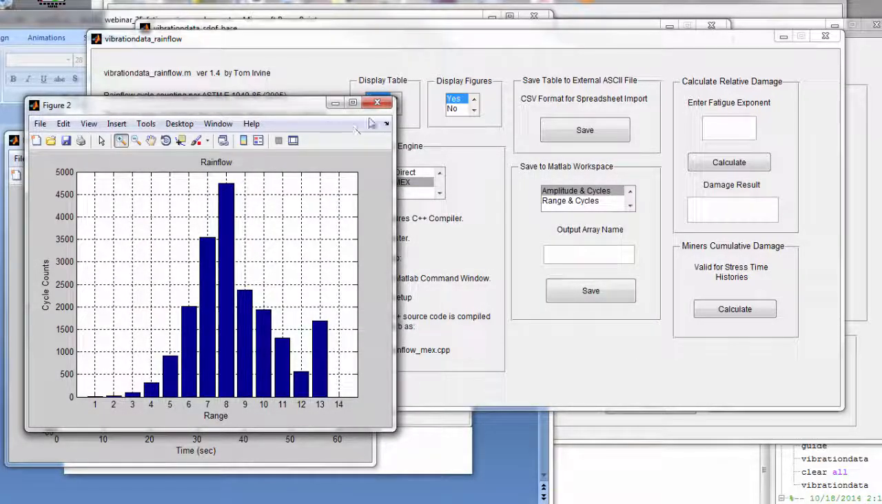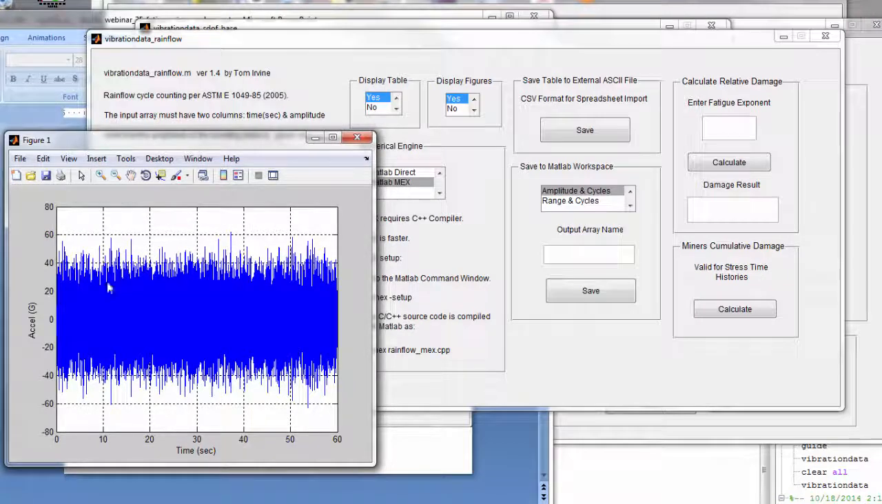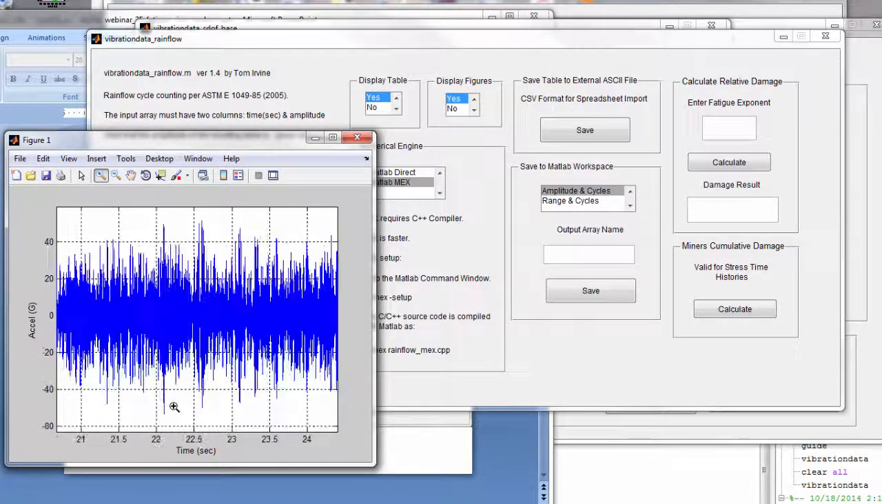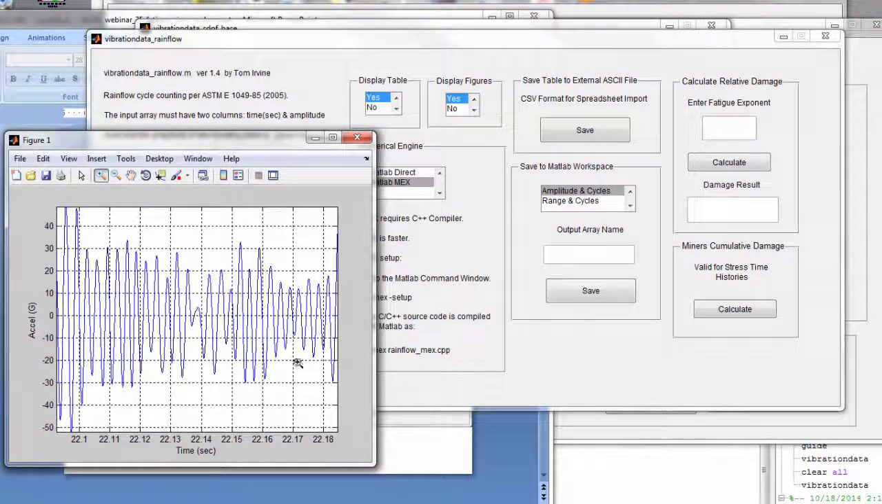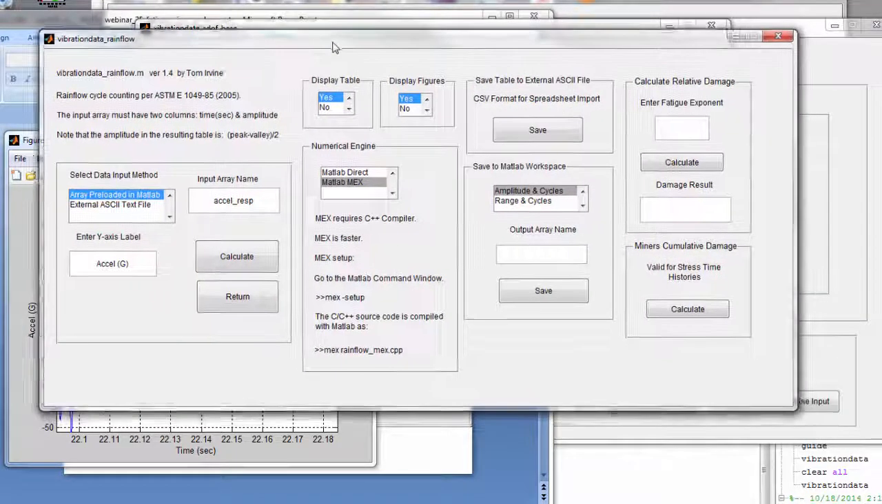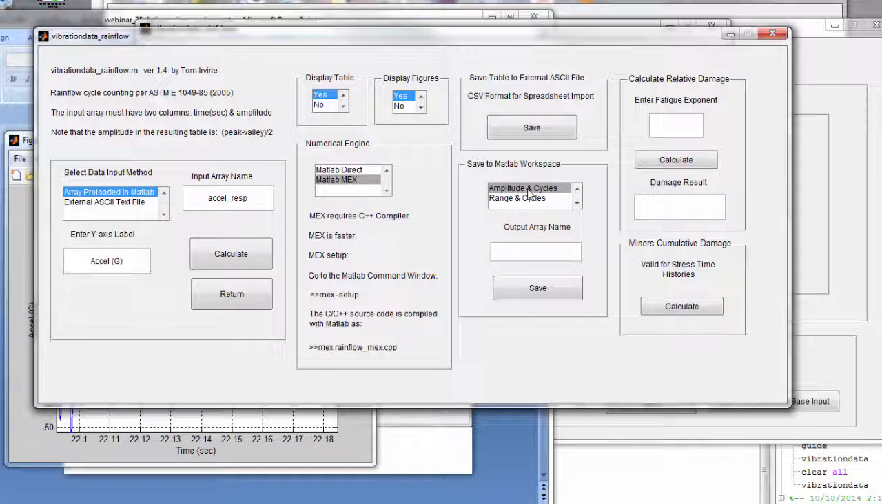Here's a plot. We're just going to ignore that one. This is our acceleration time history. It's actually the response time history for our oscillator. It pops up again, and as we zoom in a couple of times, you can see that yea, verily, it's a 300 Hertz system, which you could verify by counting the number of peaks and dividing by the corresponding time step. Okay, so in this case, we don't even need to save the amplitude and cycles. We can go directly to calculating the relative damage.